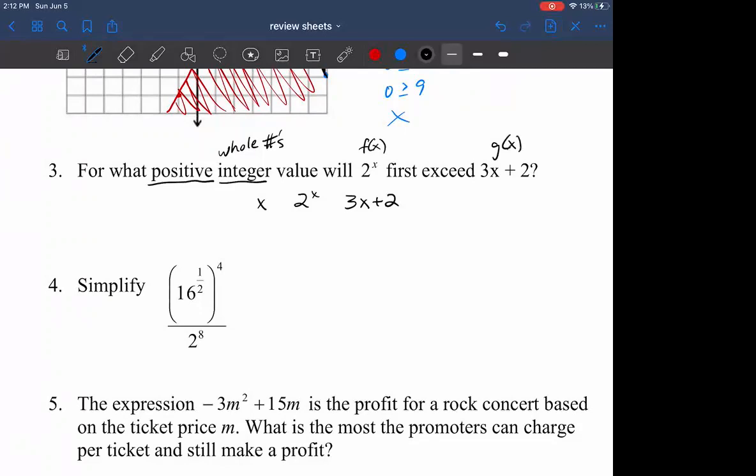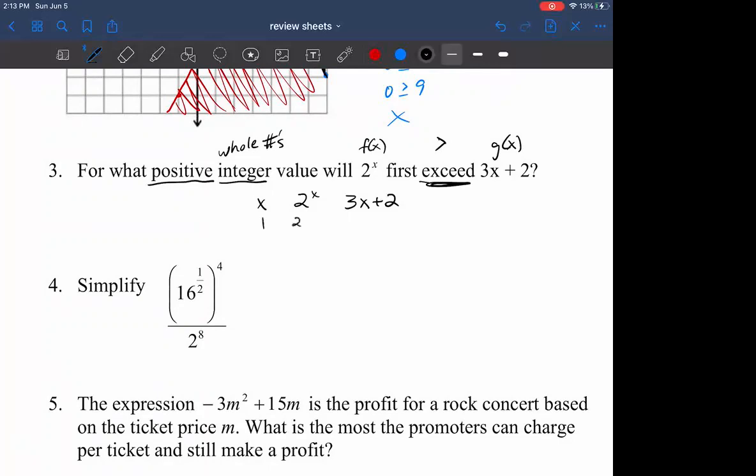And then the idea would be, when will f of x first exceed? We need to know what exceed means. Exceed means is greater than, right? So what's the first whole number, the first positive integer, where 2 to the x is exceeding, is greater than g of x? So let's start with these. Now, it did say positive. That means it does need to actually be bigger than 0. So we'll start with 1.